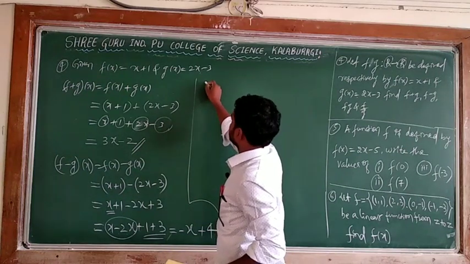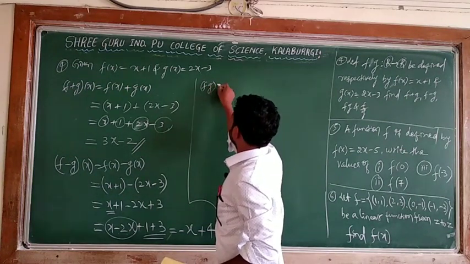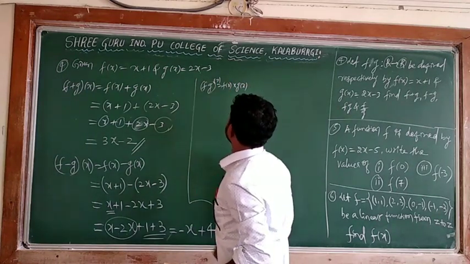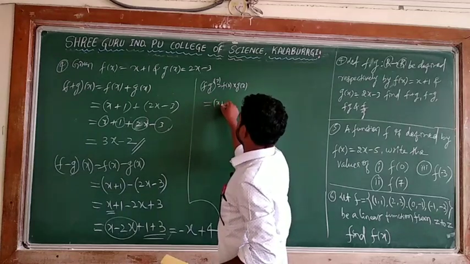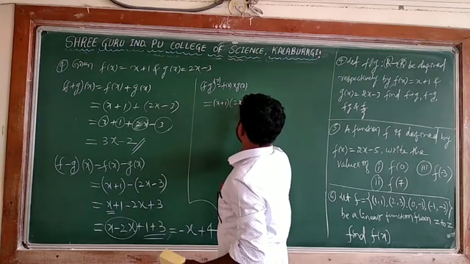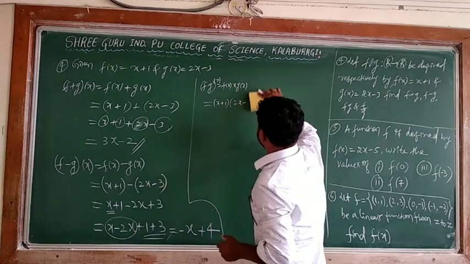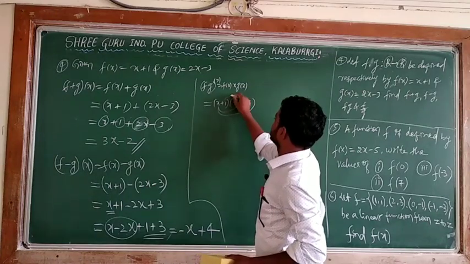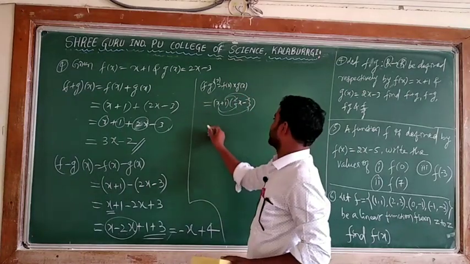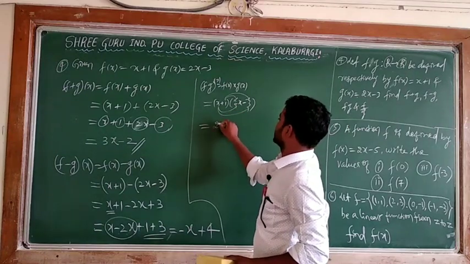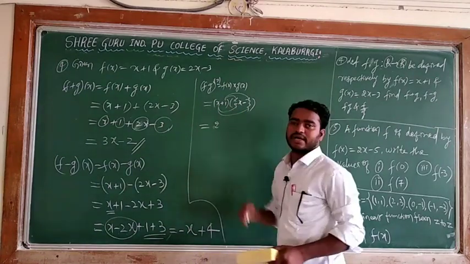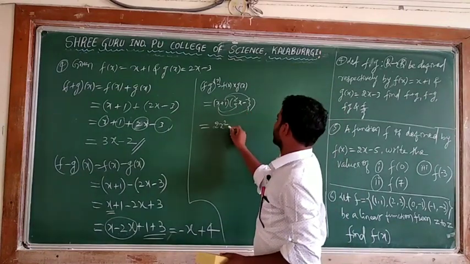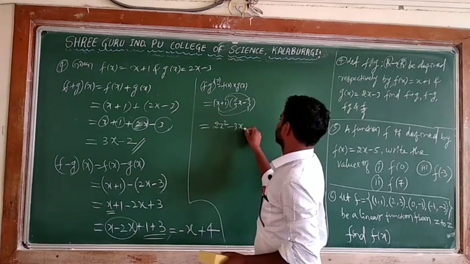Now, third one. What is f into g? F into g is f of x into g of x. You can take it like f of x into g of x. What is f of x? F of x is x plus 1, and g of x is 2x minus 3. In the case of multiplication, the main thing is you have to multiply the first term with the first term, and then with the second. Okay, I will multiply now. X into 2x. X into 2x is 2x square. X into minus 3 is minus 3x.